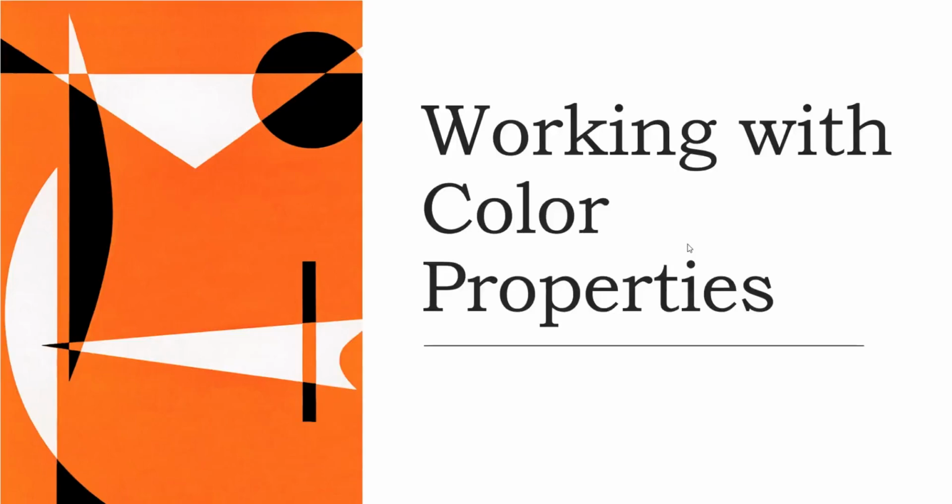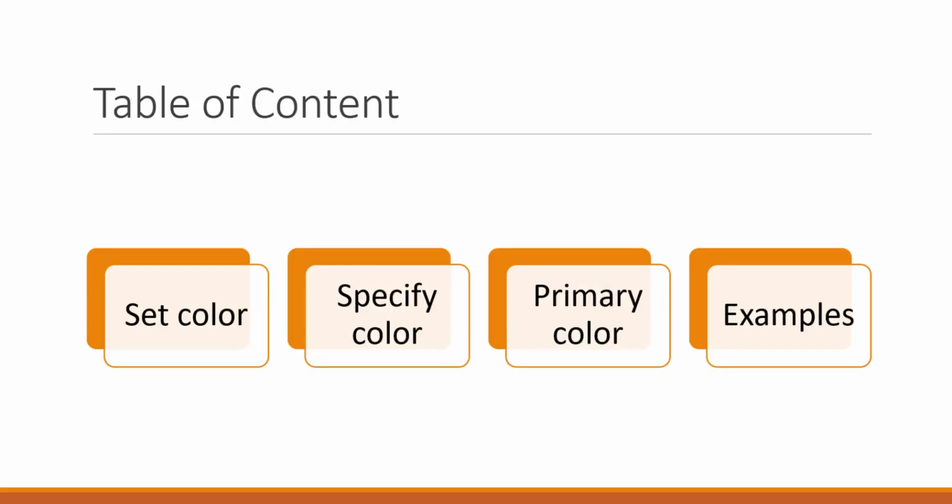Hello everyone. In this module, we are going to learn different color properties of Matplotlib, and the following are the topics which we are going to discuss. Firstly, we'll learn how to set color. After that, we'll learn some specified ways to set color, and then we discuss some primary colors available in Matplotlib, and in last we discuss examples related to these.